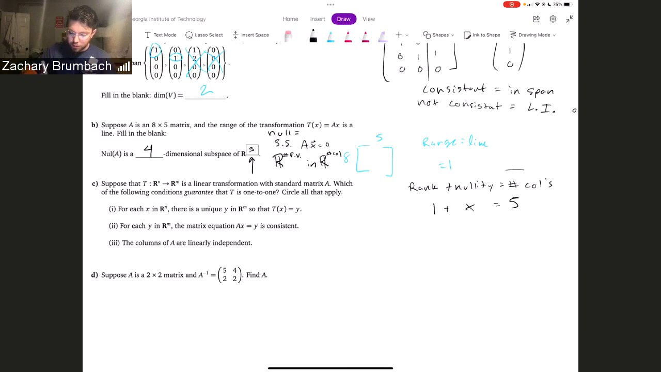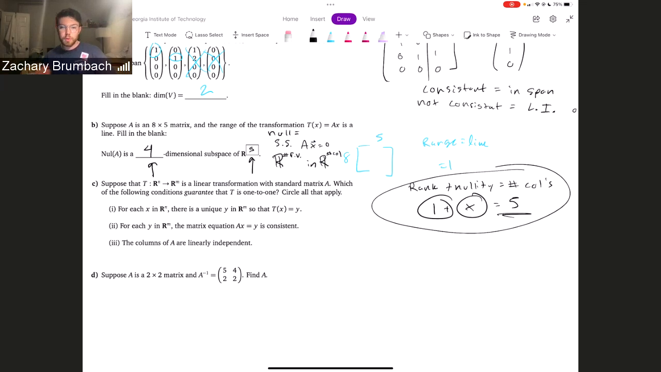So that's where we get the rank nullity equation, and that's where we can plug that in. Or you can think of it as not pivots plus pivots equals total number of variables, or total number of columns. So that's where we get that number 4, because 4 plus 1 has to be equal to 5, the whole space that it is in.